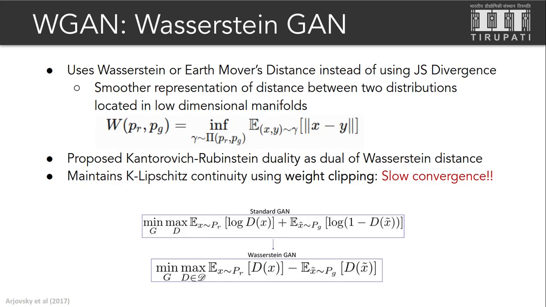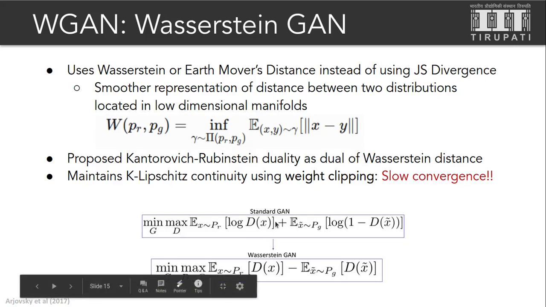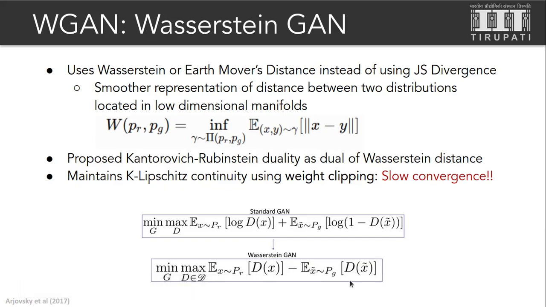So after all the mathematical part, the main implementation detail here, compared to the standard GAN, is that we drop the log terms and we directly take our discriminator output, and we do not include our log term. So that is the main implementation detail that we have here.